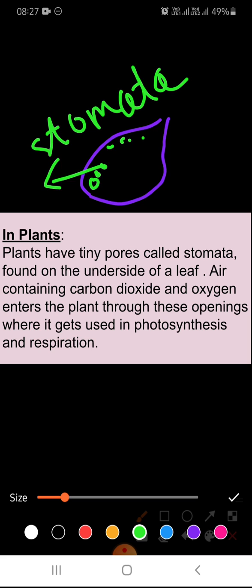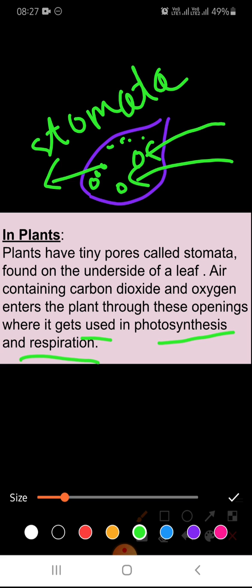Now, air containing carbon dioxide and oxygen enters the plant through these openings, where it gets used in the process of photosynthesis and respiration. This air enters through these small holes inside the leaf, and it is used in the process of photosynthesis later on.